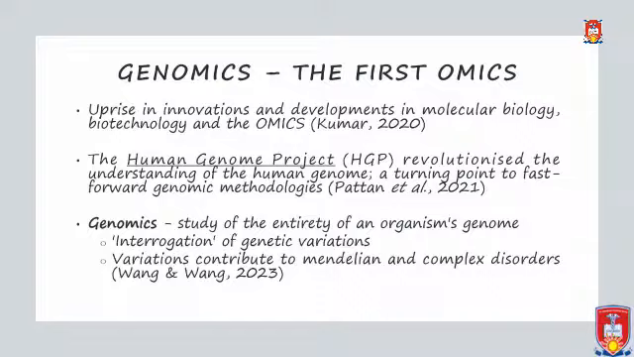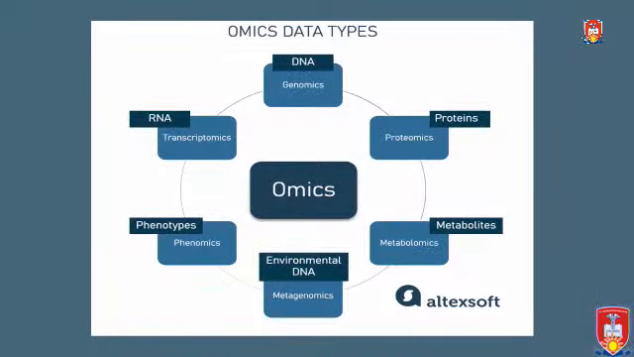So genomics is the study of the entirety of the organism's genome, how we interrogate the different variations in our genes, and how these genes contribute to what we call Mendelian diseases and other complex disorders. I'm giving an example of the other omics. I'm just going to mention them in case you come across them, so that you don't just say, which omics is this again? You understand what they are all about.